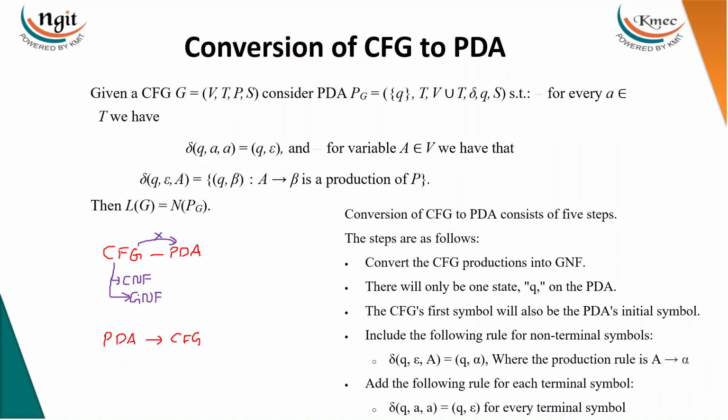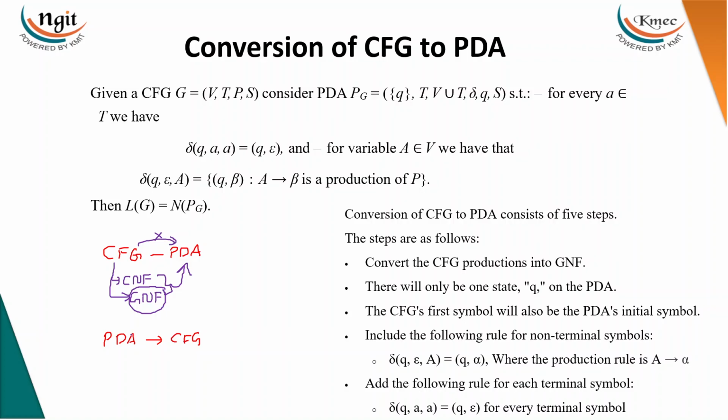To convert it, first we have to minimize it. That we'll discuss in the next video, the last video of the second unit, minimization. Then we'll go for the conversion. So first the context-free grammar has to be represented in either CNF or GNF. Then we can convert this into the PDA. In this video, we'll discuss how GNF will be converted to PDA.